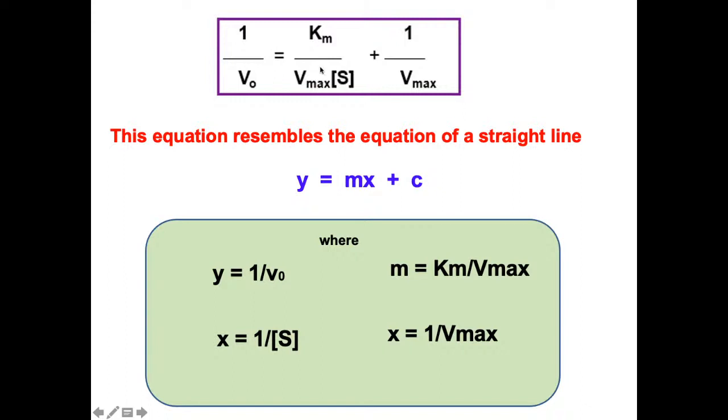This equation resembles the straight line, that is y is equal to mx plus c, where y would be 1 by V naught, m would be your slope, that is Km by Vmax, 1 by S would be your x-axis, and 1 by Vmax will be your intercept, that is c. You might have done this in +2 mathematics, where the line equation is always represented as y is equal to mx plus c. So we have found the slope and the intercept, and we know the y-axis and the x-axis. Anything you want to calculate, whether the slope or the Vmax value, can be easily calculated with the help of this equation over the graph.